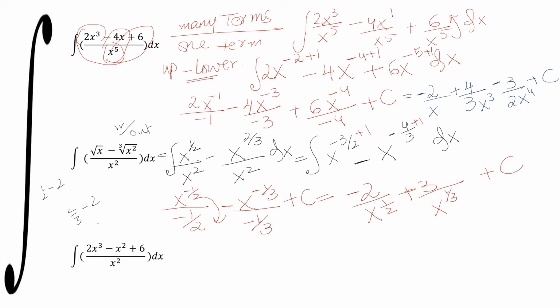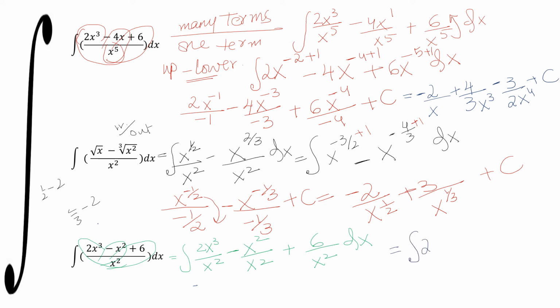Now let's try the last question to finish today's lesson. There are many terms, and with every term obviously we will write the denominator. So what will we write? We will write 2x cubed divided by x squared, minus x squared divided by x squared, plus 6 divided by x squared, dx. We all know that when the two bases are the same, we have to apply the property of exponents, subtracting the powers, upper minus lower.